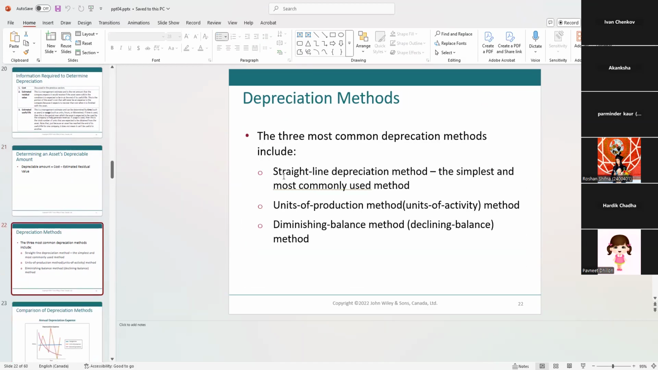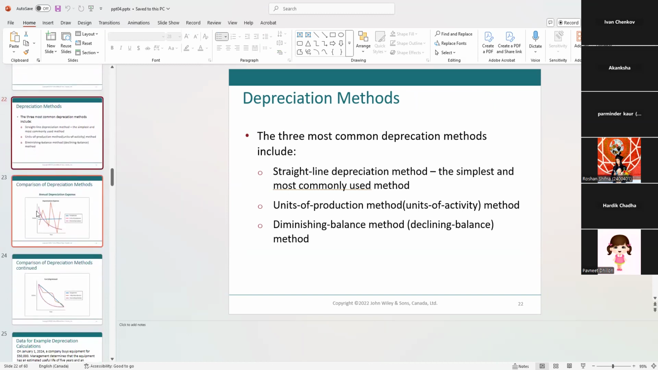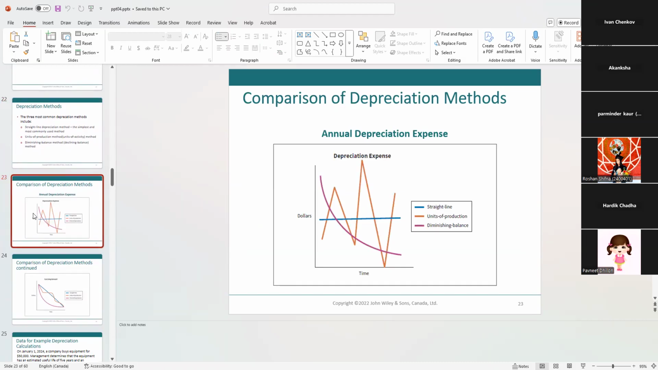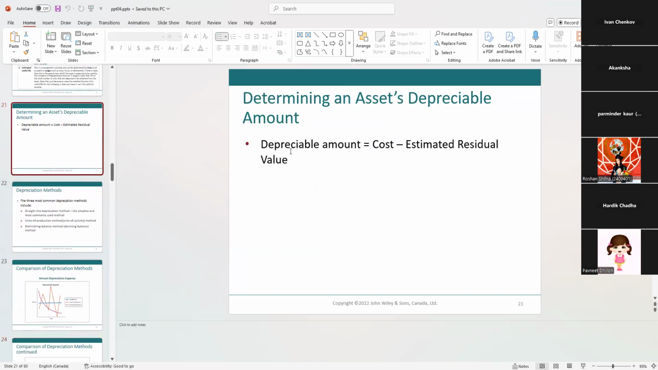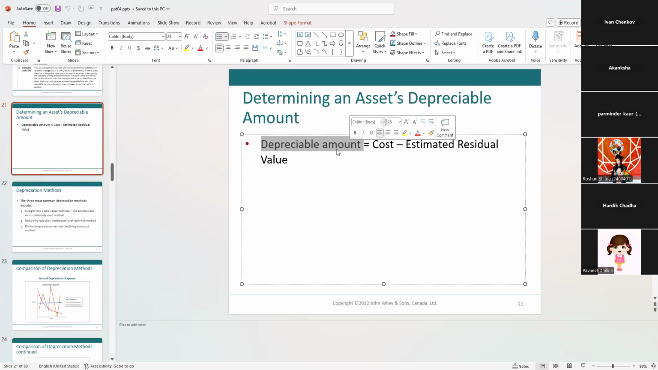We have three methods. One is the straight line method, the other one is units of production, and the other one is the diminishing balance method. On the three methods, we're going to have exactly the same depreciable amount. The difference will be how we reach that amount.